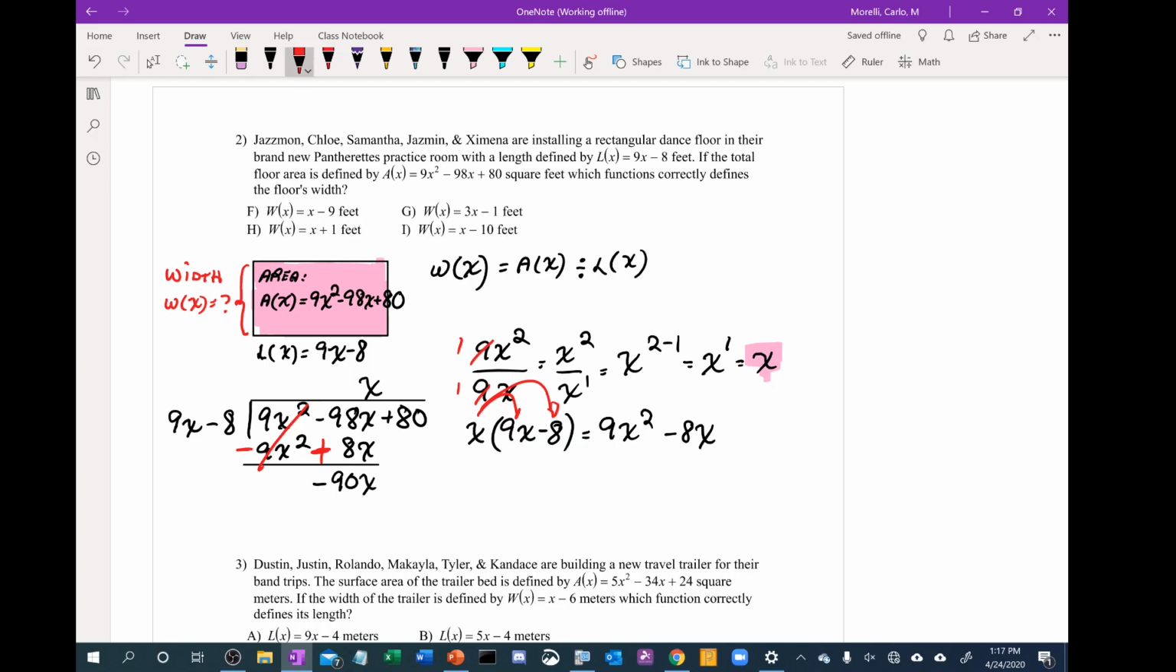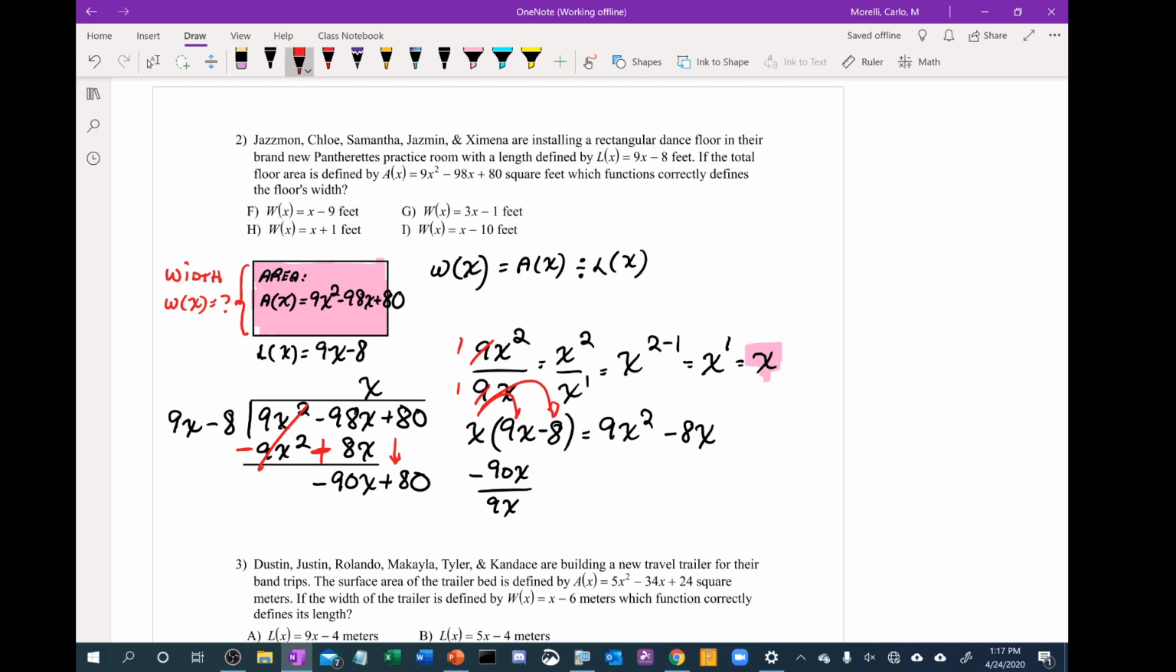And now we bring down the next term of the dividend, and that's plus 80. And we repeat the process all over, dividing the first term of the remaining part of the dividend, negative 90x, by the first term of the divisor, 9x. And so we have negative 90x divided by 9x.